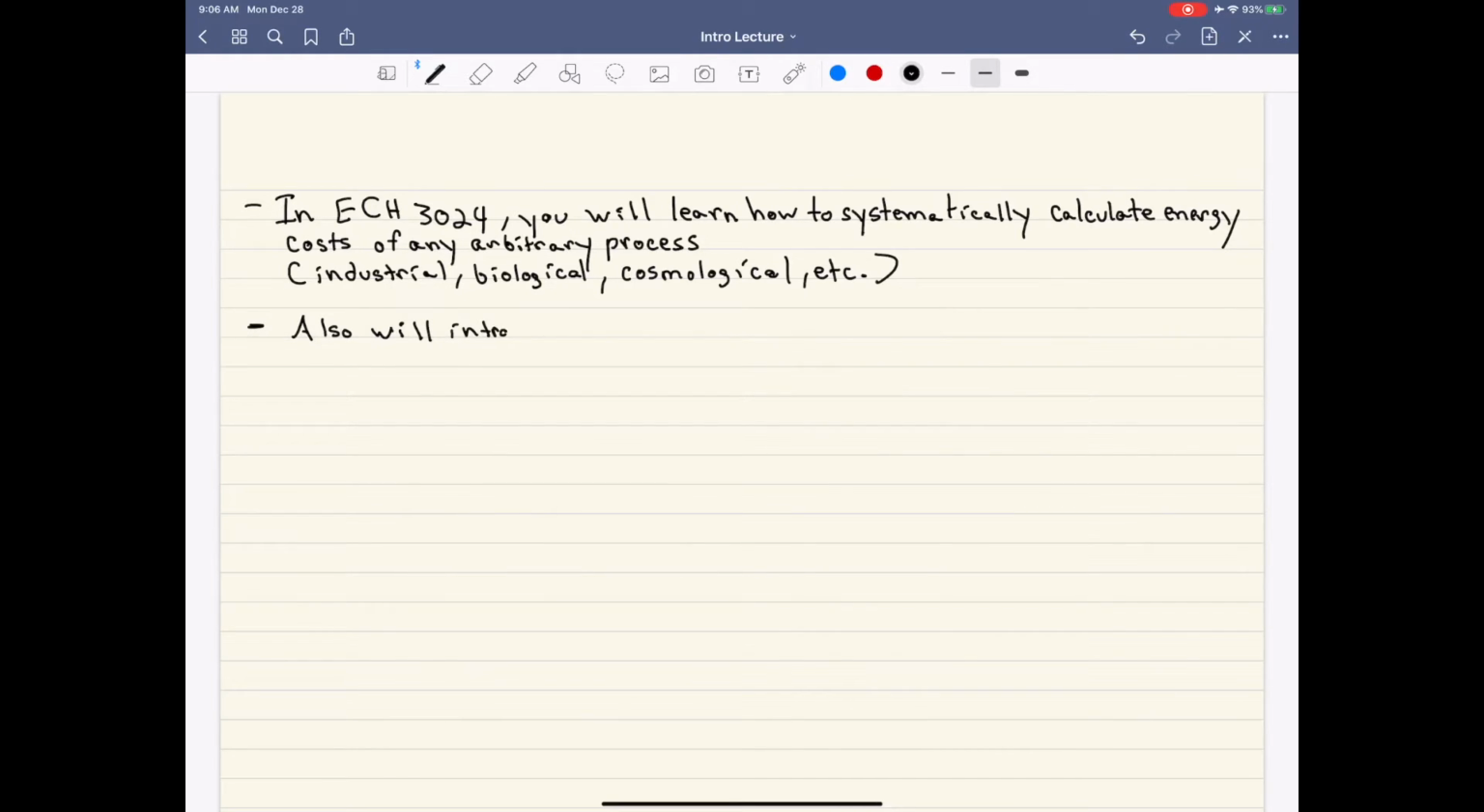So we'll introduce physical concepts that control energy transfer. All right? And all of the physical concepts that we learn are going to fall under the umbrella of thermodynamics. Right? And so we'll get more detail about that later.